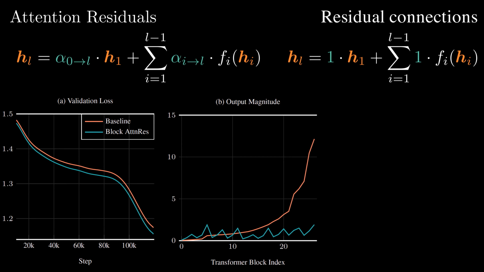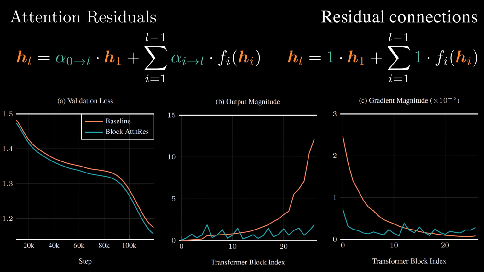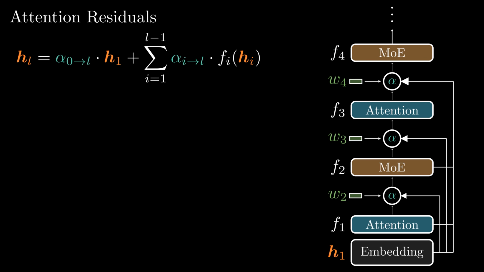As discussed earlier, the magnitude of layer outputs naturally increases with depth due to accumulation at each layer. Attention residuals address this by using attention weights that sum to 1 to prevent unbounded accumulation. As a result, the gradient magnitude becomes more balanced across all layers. This approach is called full attention residuals.